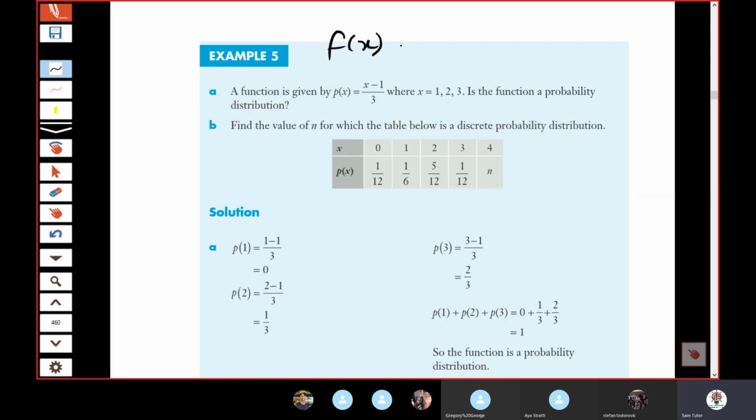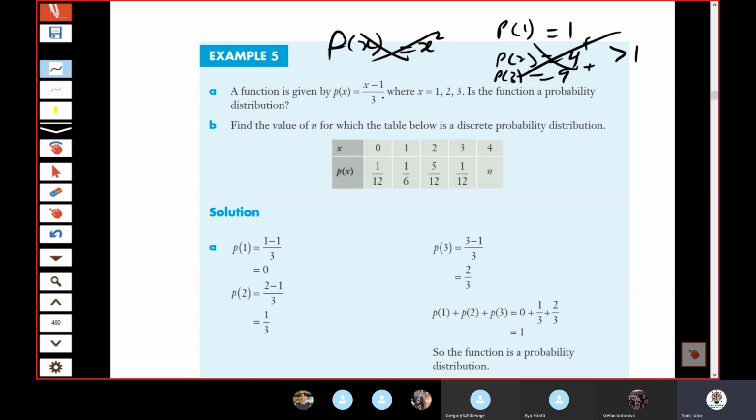So like this guy, if I said p of x is equal to x squared, would that be a probability distribution? Well, p of 1 is 1, p of 2 is 4, p of 3 is 9. Add them up, that gives me obviously greater than 1. That is not a probability distribution or a probability function. Does that make sense?